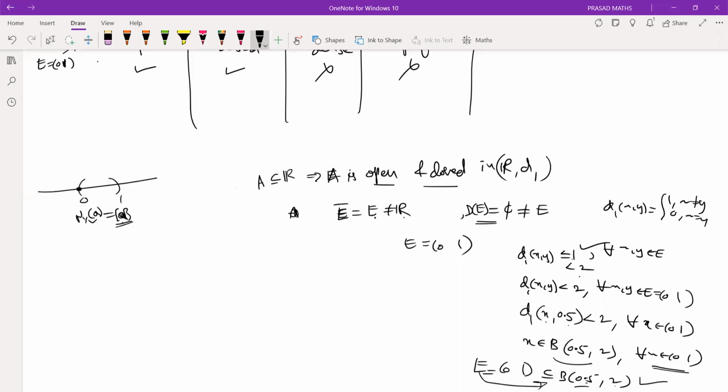Not only is this true for the open bounded interval. You can take E equal to R also. You can take any subset. In fact, you can take any non-empty subset.